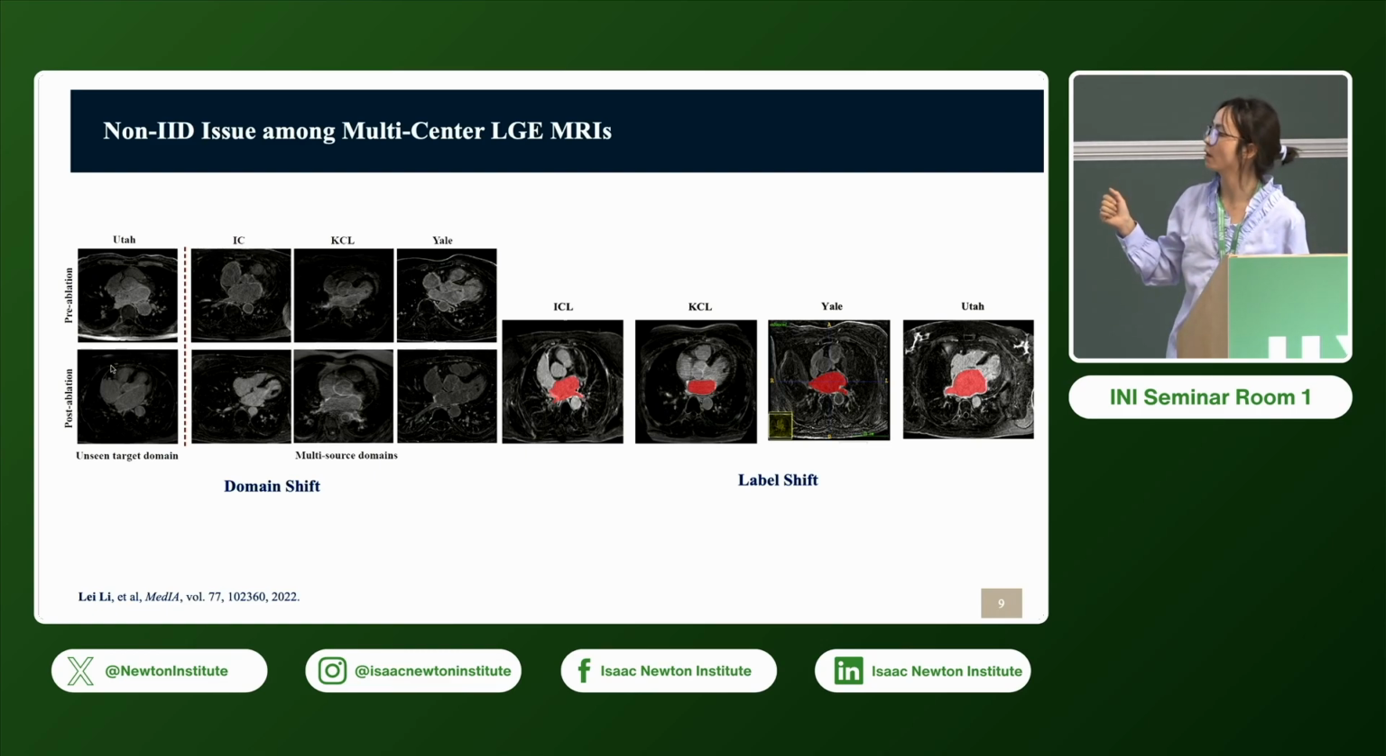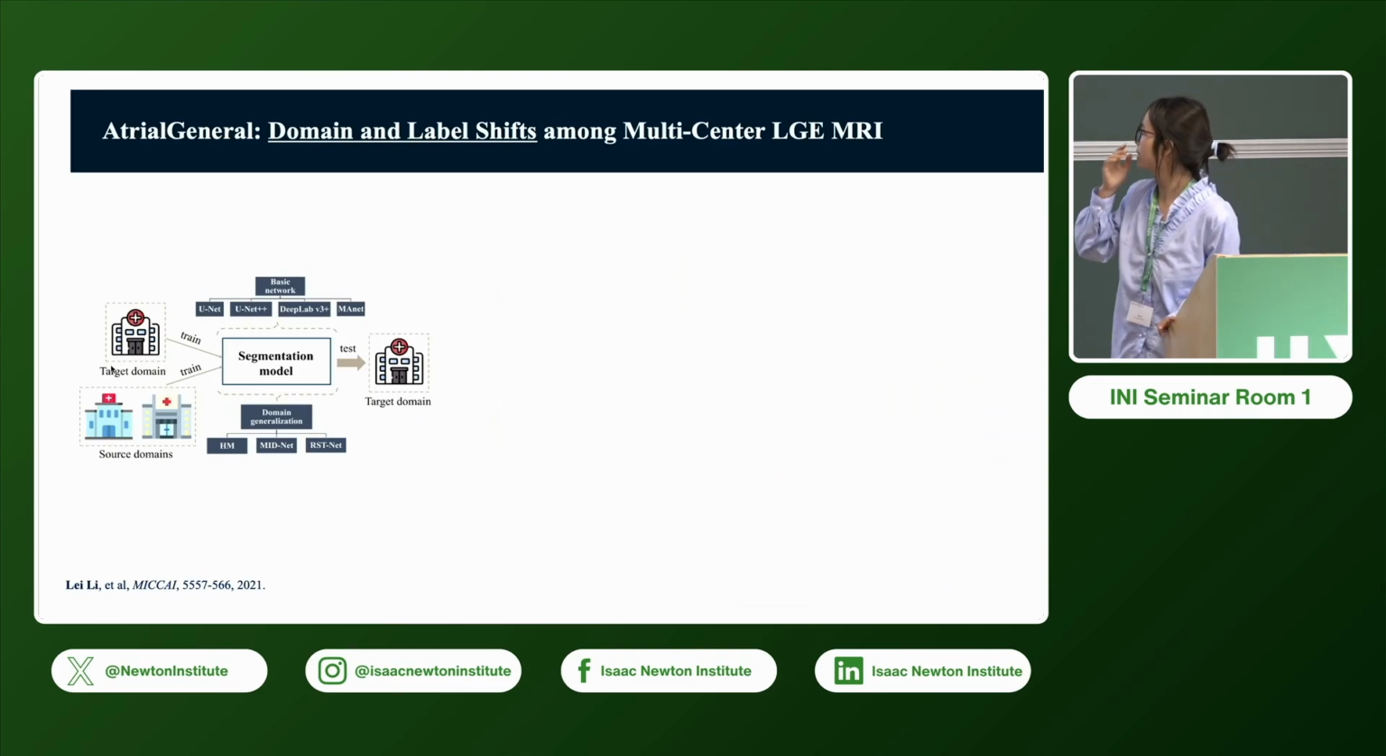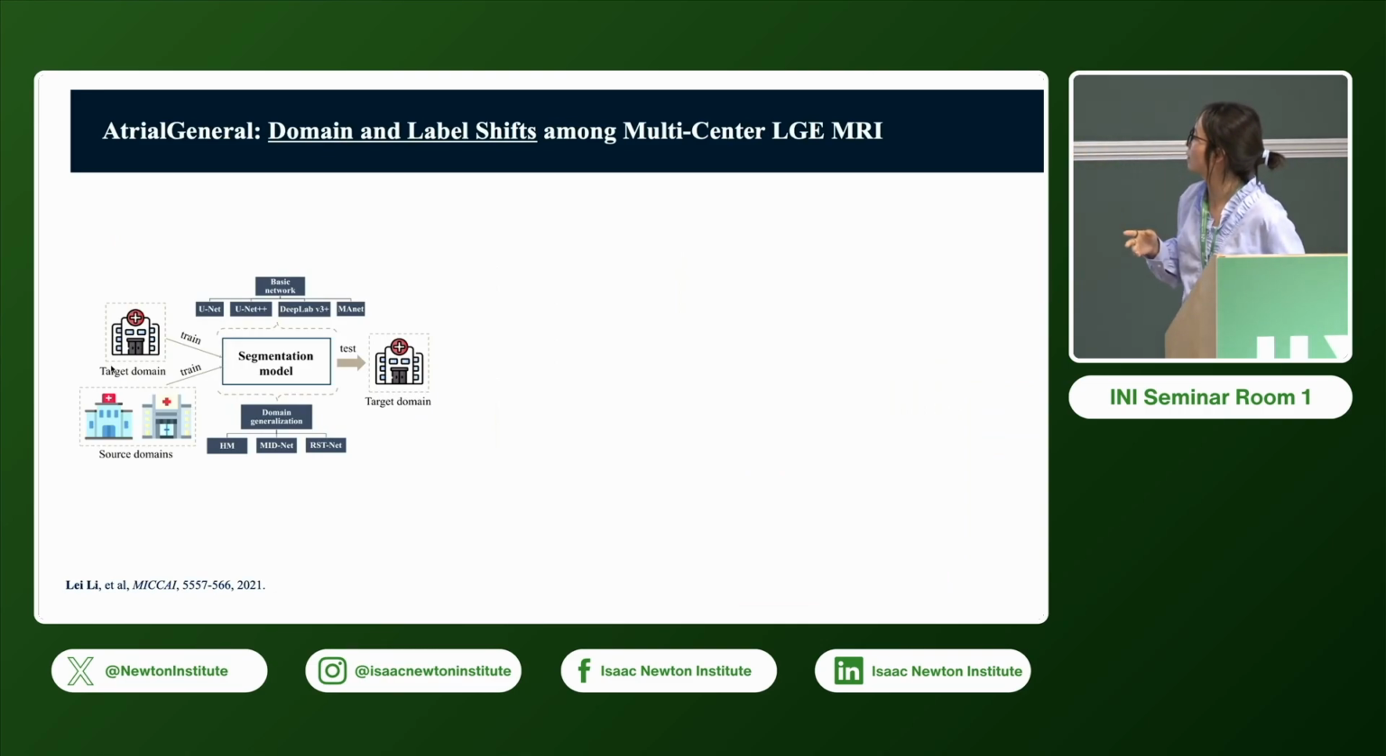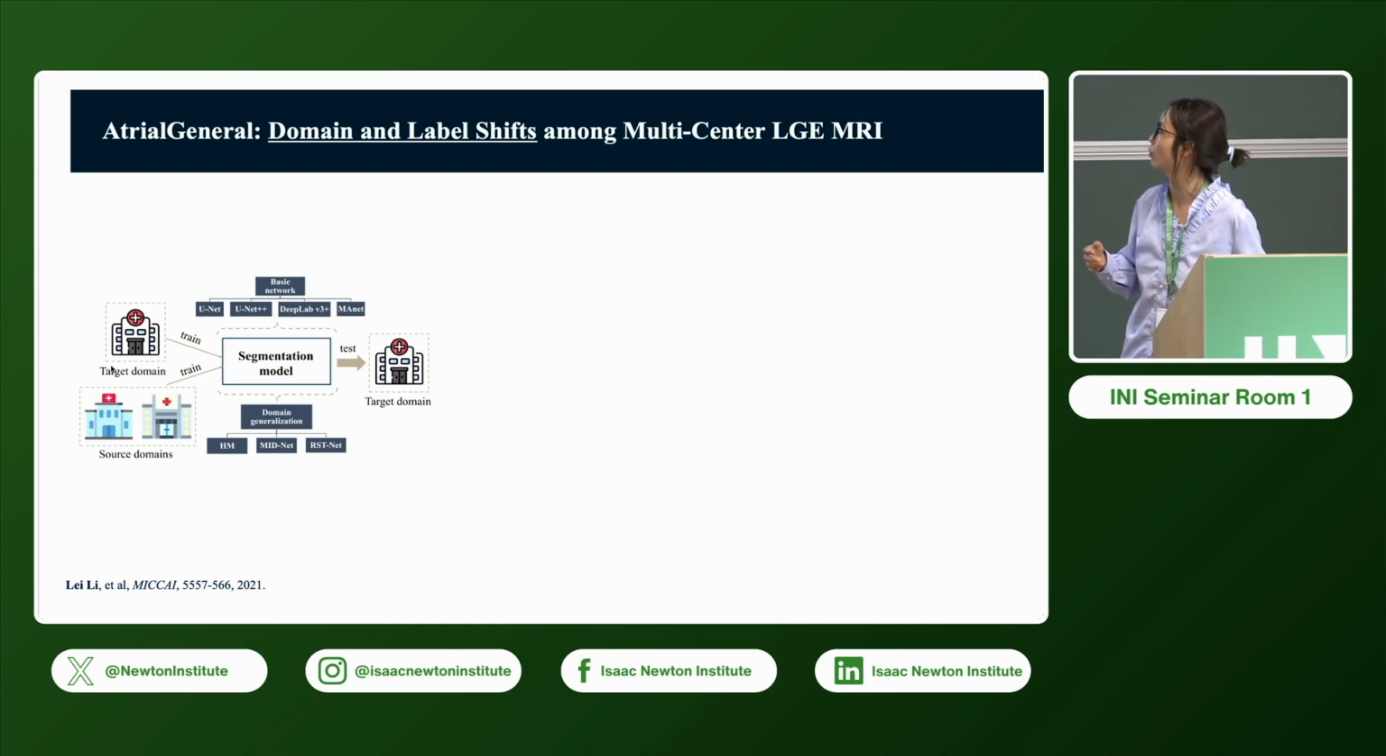So to get a very generalized model, we need to consider these two different shifts within our multi-center data set. The first thing I did was create an evaluation model to explore how large the domain shift is, how it will affect the final segmentation model, and how the current generalization methodology can solve this problem. So this is the evaluation model.